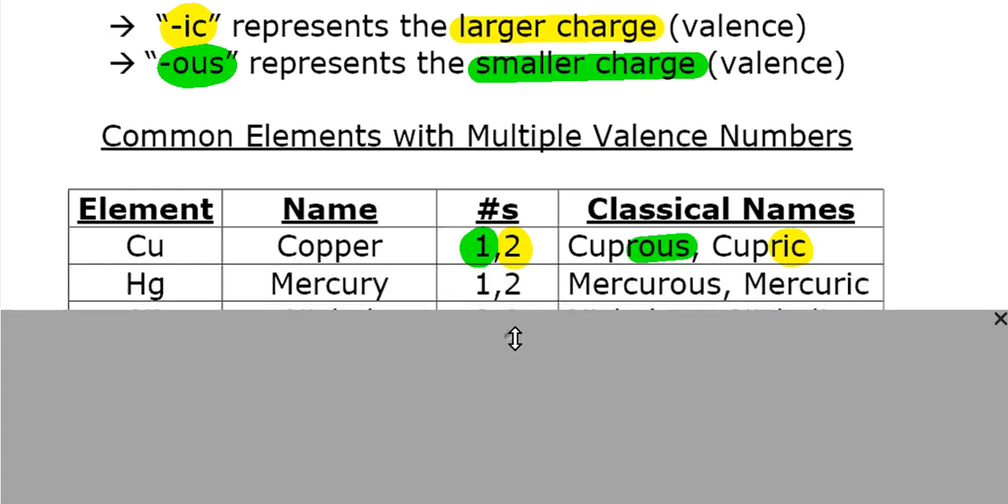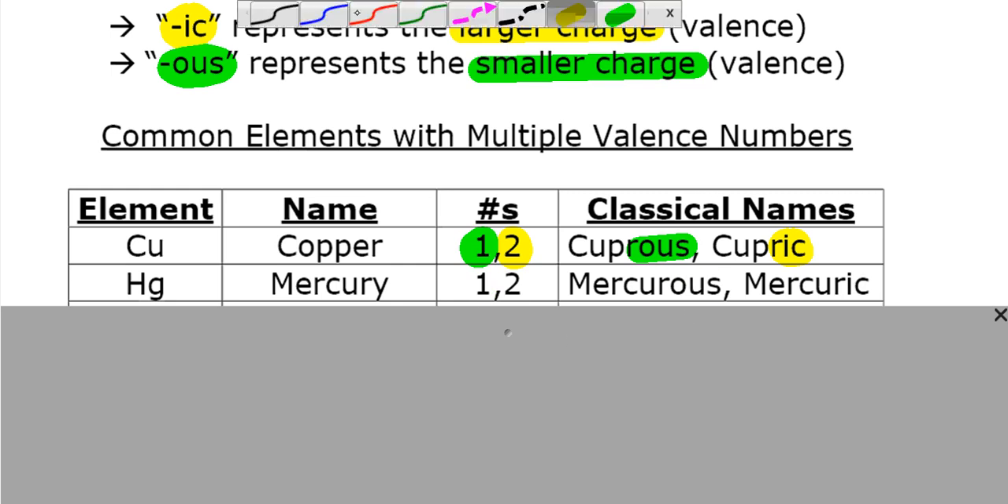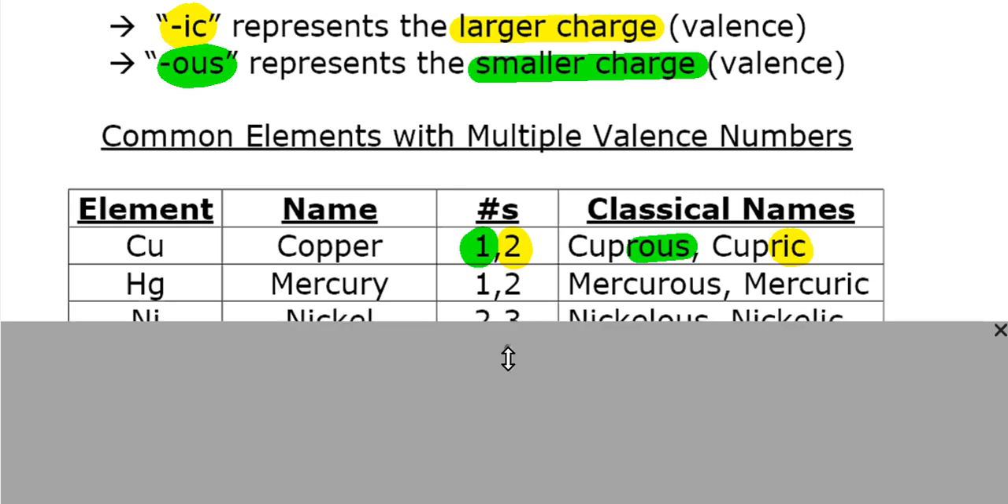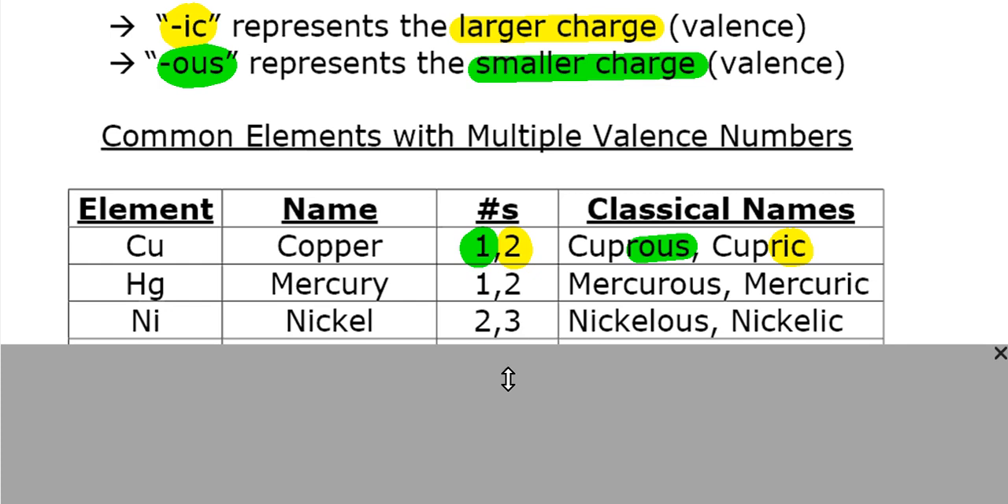Here's another one just to show you in more detail. Mercury can have charges of 1 or 2. Here, again, larger number is 2, so we see IC ending. Number 1 is the smaller, OUS ending. As we continue on down the list, you'll see again that some of the names start to change. So nickel 2 and 3 changes to nickelous or nickelic.